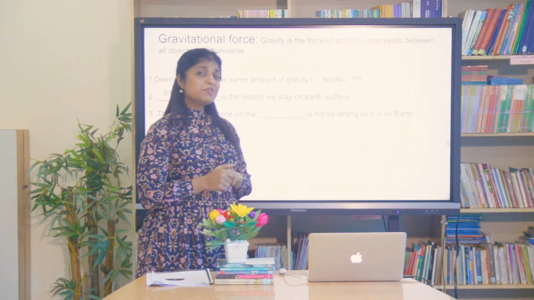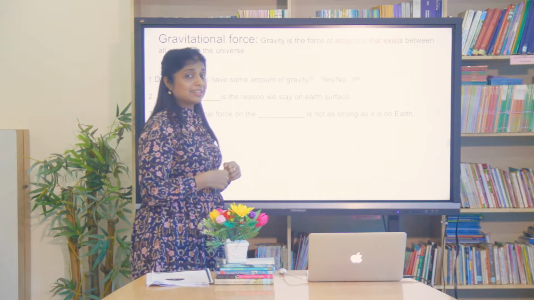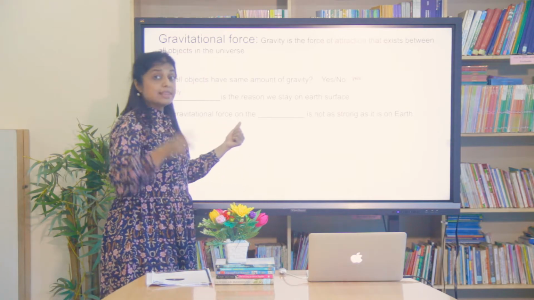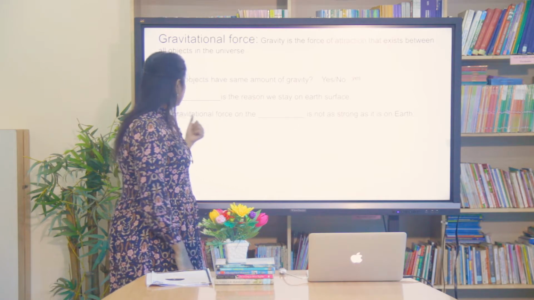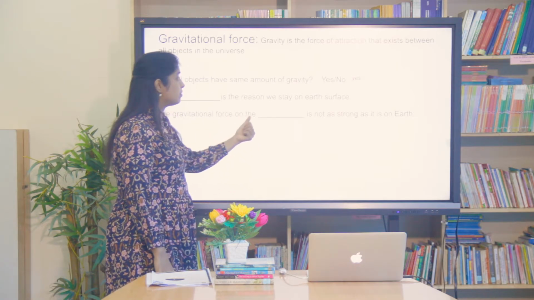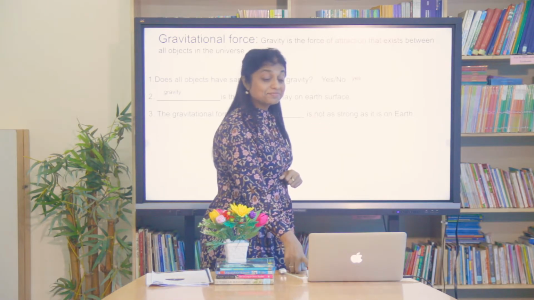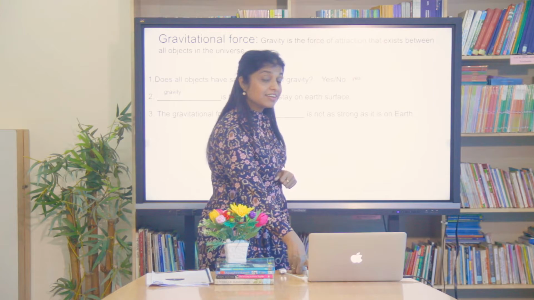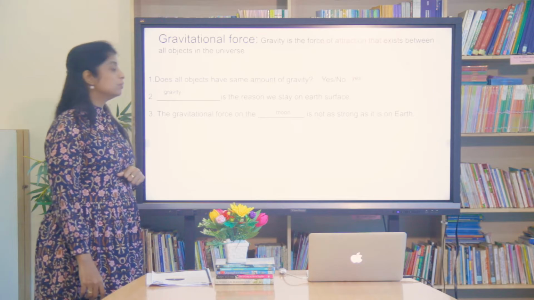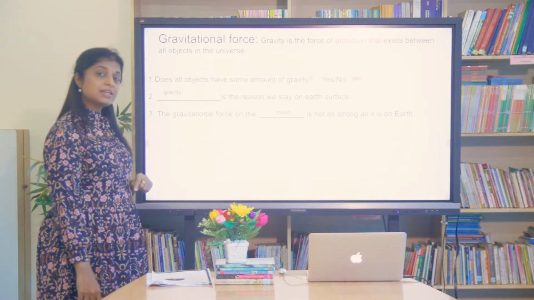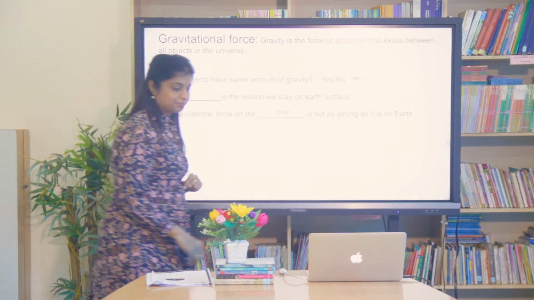Number 3, the gravitational force on the dash is not as strong as it is on Earth. Can you remember the first slide I showed you? Earth and the moon, right? So definitely there is gravity on the moon, but very, very little, isn't it? So the gravitational force on the dash is not as strong as on the Earth. Let's check the answer. I know you shouted the answer. It's the moon. So read the sentence once again yourself. Good.